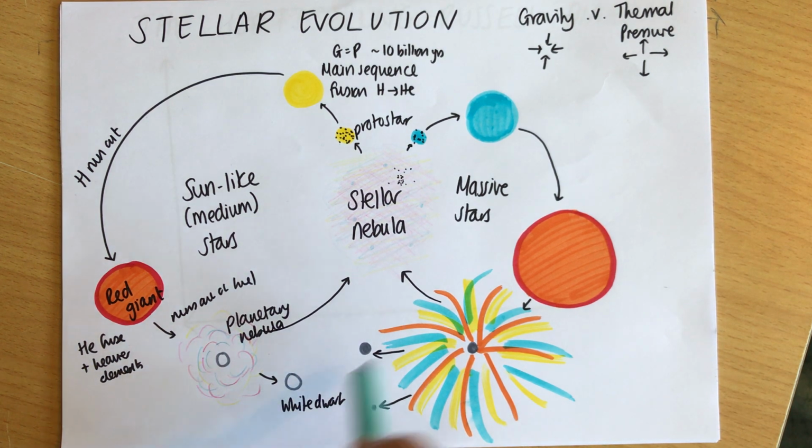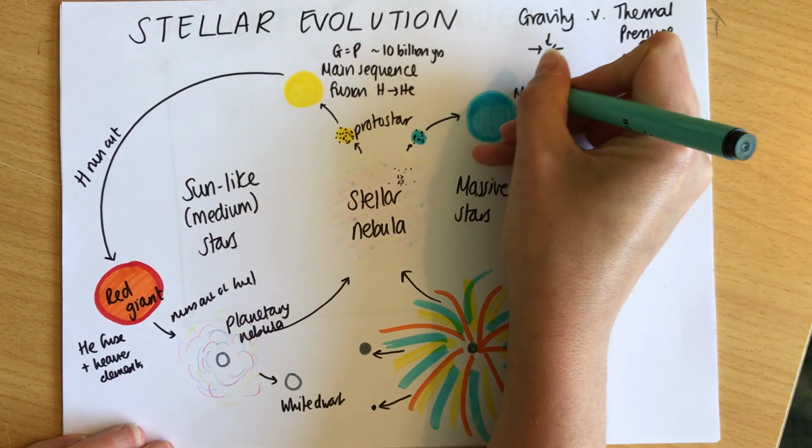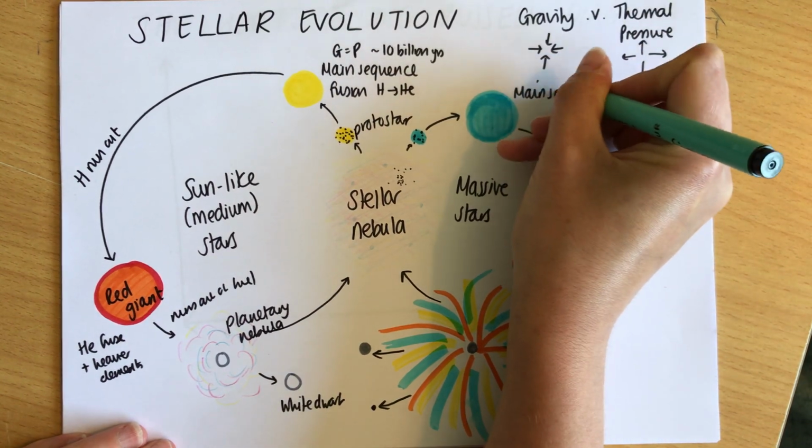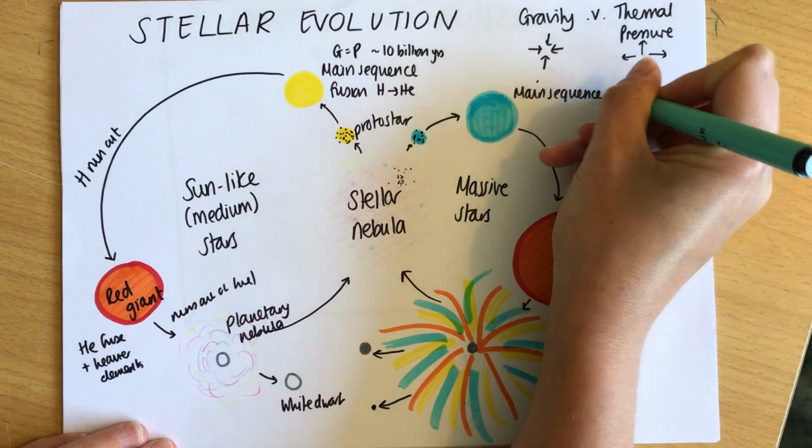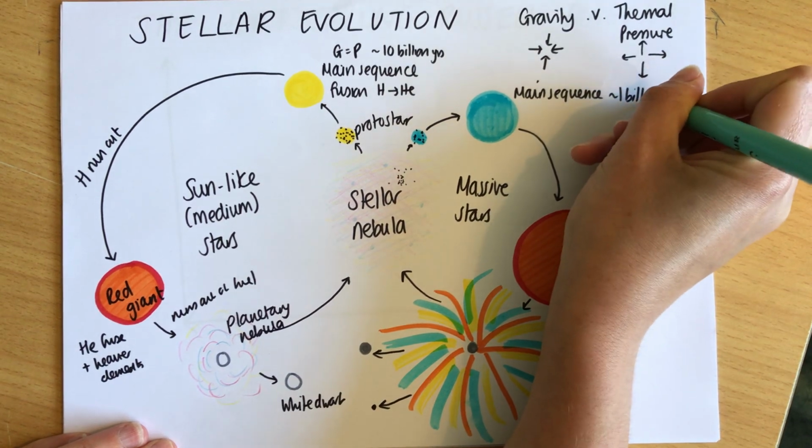But the planetary nebula could go to a stellar nebula and then start the whole process again. Now, massive stars follow a very similar process. Everything's just a bit more dramatic and over the top. So massive stars, instead of having a 10 billion year main sequence, they still have a main sequence. Their main sequence is much shorter, maybe about 1 billion years. Depends on the size of the star.